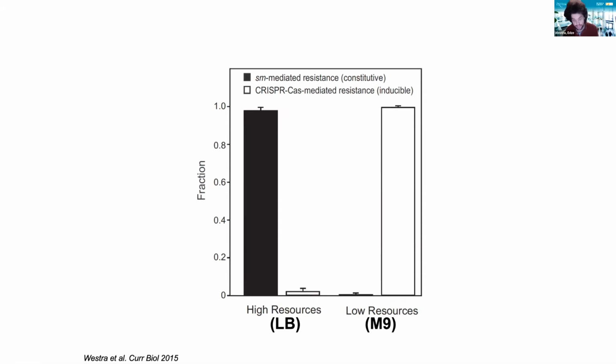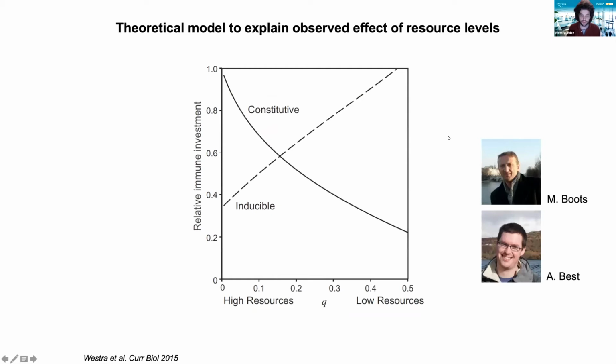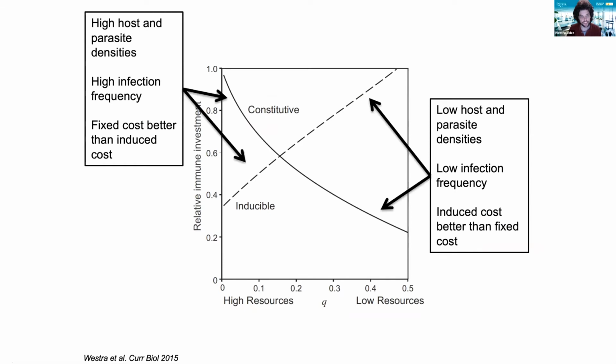But if we then change the media to M9, which is this nutrient-limited, low-resource media, we see that instead the bacteria evolve almost exclusively CRISPR immunity. And we obviously want to understand why that is, and we worked with theoreticians in order to generate this model, which assumes that surface-based resistance is associated with a constitutive cost, a fitness cost that the bacteria pay in order to be resistant, whereas CRISPR-Cas is associated with an inducible cost.